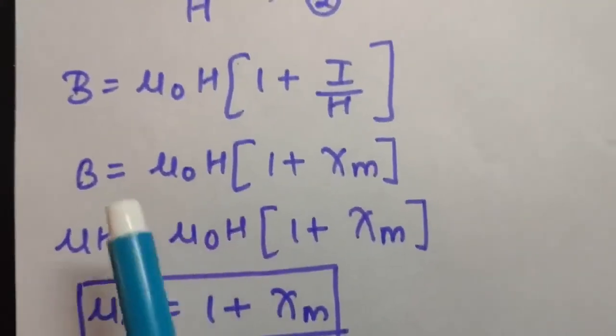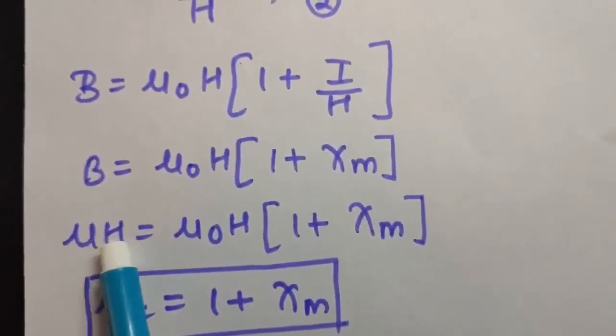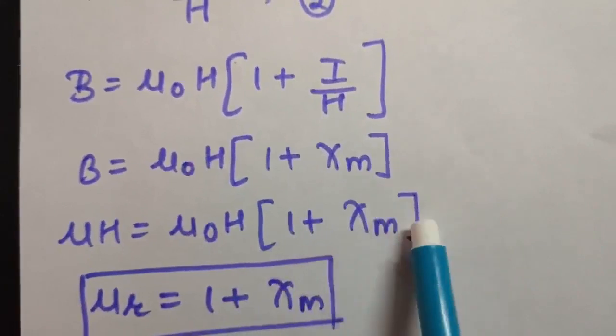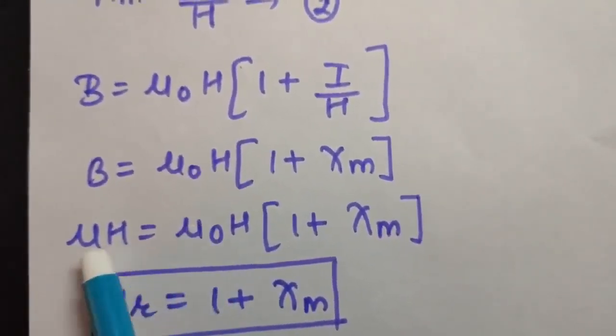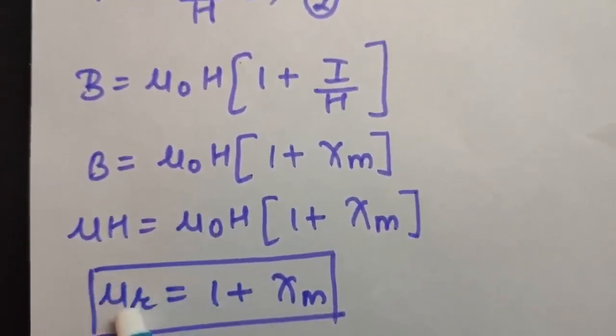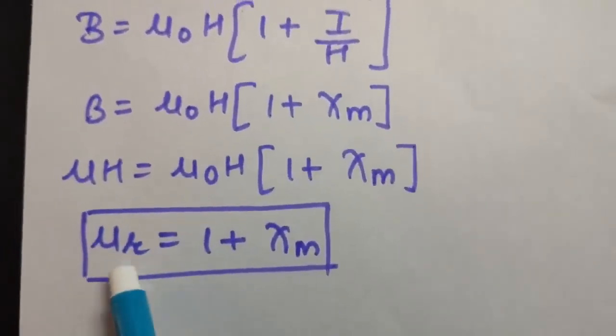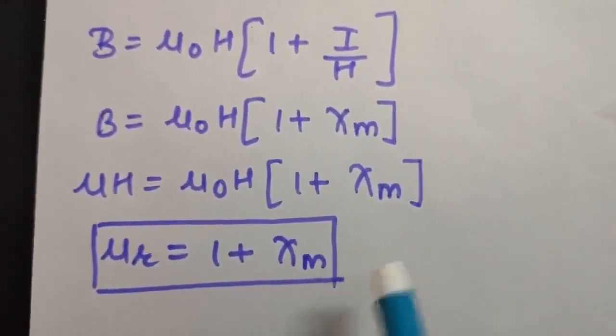Also, B can be written as mu H, as I told you earlier, so mu H is equal to mu naught H into 1 plus chi m. H will cancel out, and mu upon mu naught is nothing but relative magnetic permeability, so mu upon mu naught will be mu r. So this gives a relation between mu r and chi m, that is mu r is equal to 1 plus chi m.